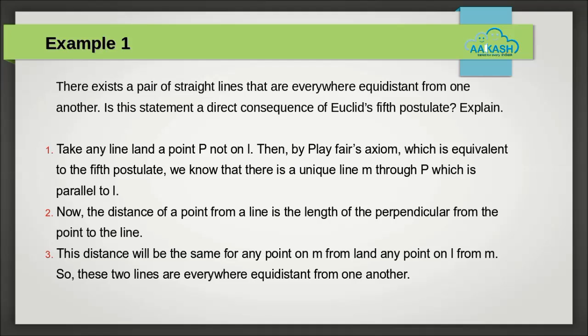Take any line L and a point P not on L. Then, by Playfair's axiom, which is equivalent to the fifth postulate, we know that there is a unique line M through P which is parallel to L. Now, the distance of a point from a line is the length of the perpendicular from the point to the line. This distance will be the same for any point on M from L and any point from L from M. So, these two lines are everywhere equidistant from one another. This shows that this statement is a direct consequence of Euclid's fifth postulate.